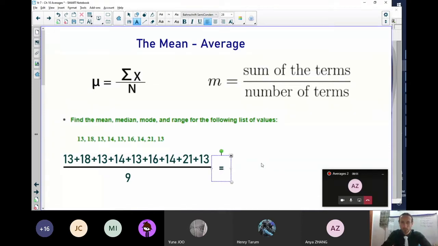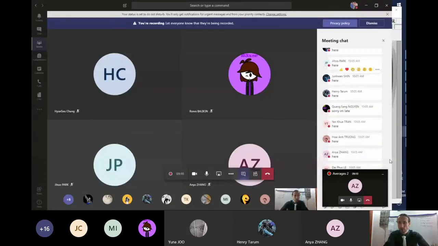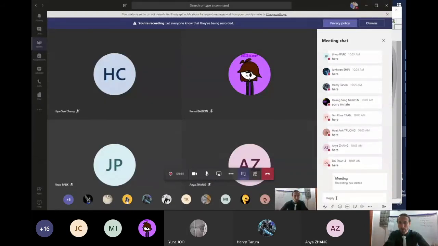So that's going to be equal to, if we add all of them up on our calculator, can I get you guys to add them up for me? Add all these numbers up, 13 plus 18 plus 13 on your calculator, and then I want you to type it here in the group chat for me. So type your answer in the meeting chat.